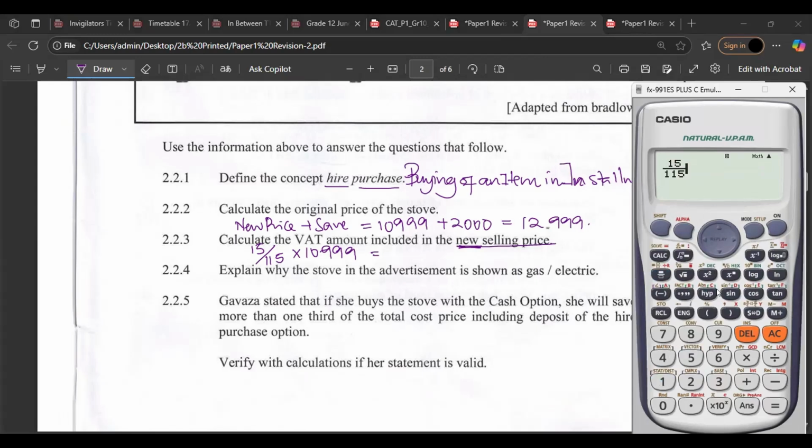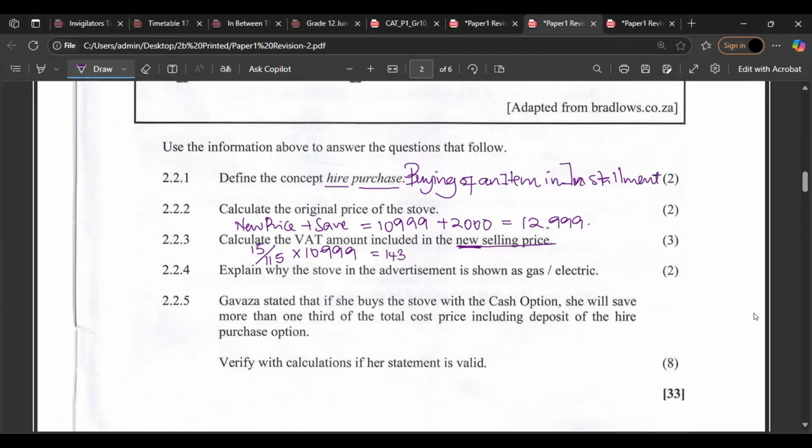Do that. Then multiply your answer. And remember to put it in decimals. So it's 1,434 and 65 cents. So this is the money.